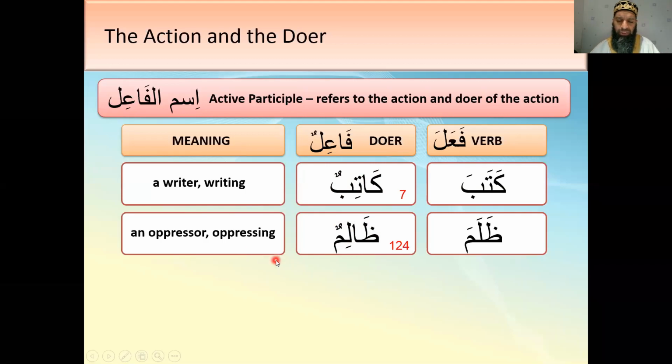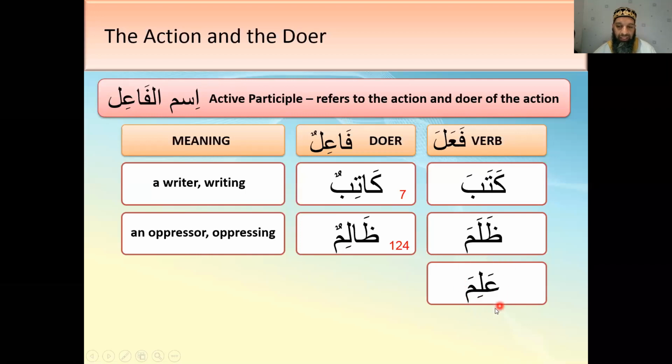Oppressor and oppressing, but mostly, in my experience, it's the one who is doing that verb, the doer of that verb. Okay, so next one, 124 times. Alima. Alima means to know. So you tell me now, what is the word for the one who knows? What do you call the one who knows? Good, good, good.